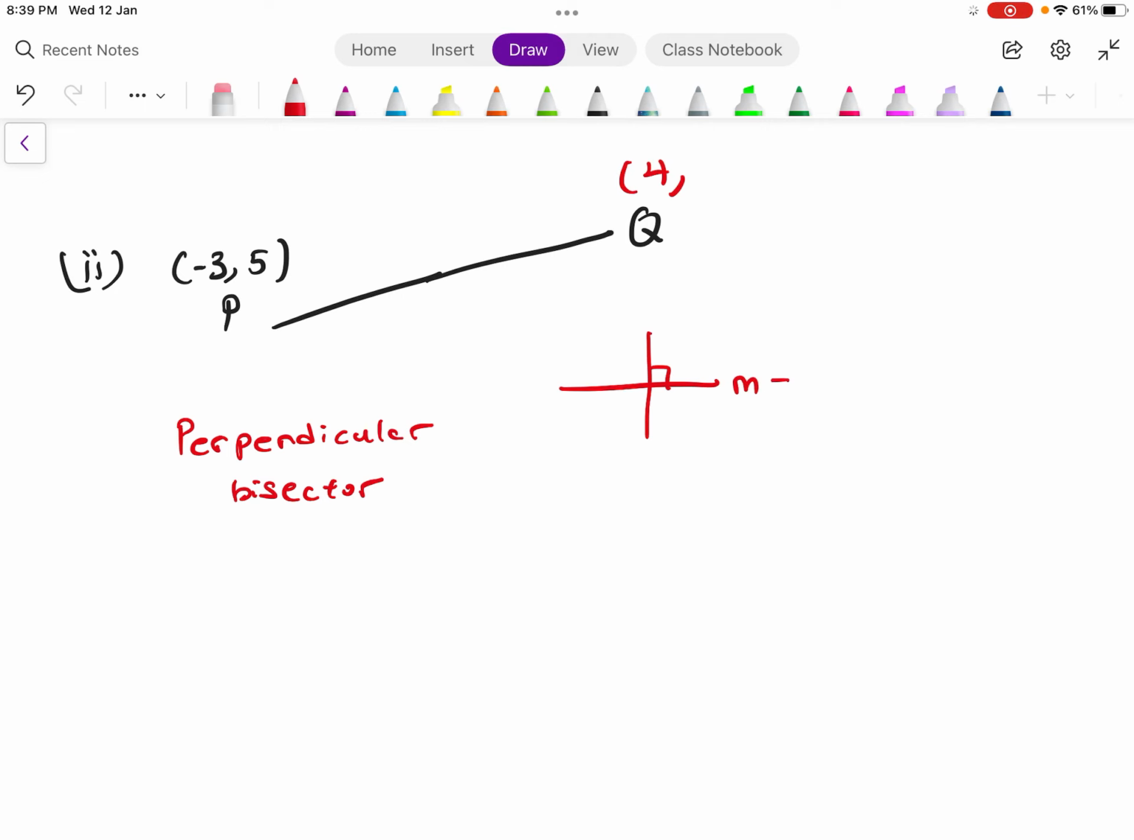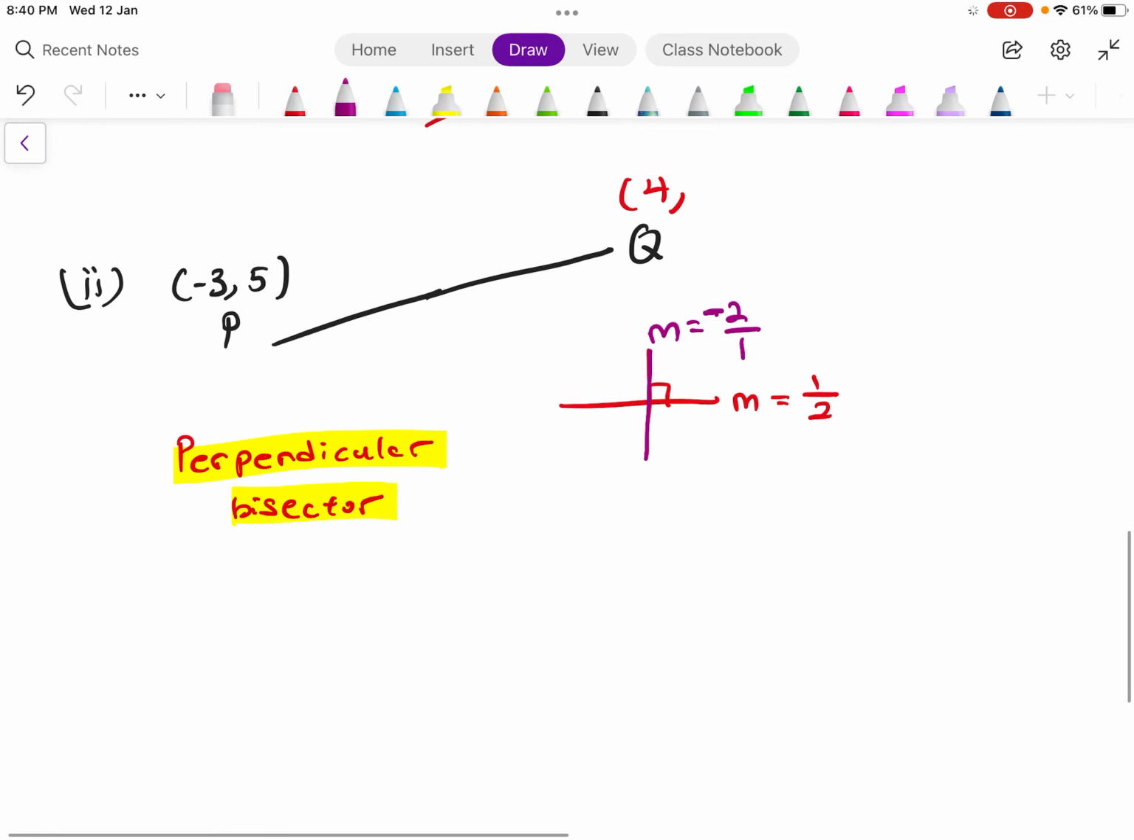So let's just say if this gradient here is half, then the gradient right here will be, you flip it, then you change the sign. So in this case it is 2/1, then you put a negative sign here. Alright, so that is for the perpendicular part. What about bisector? Bisector means you cut exactly into half, exactly in the middle. So this is related to the midpoint. So let's determine the perpendicular bisector of PQ.